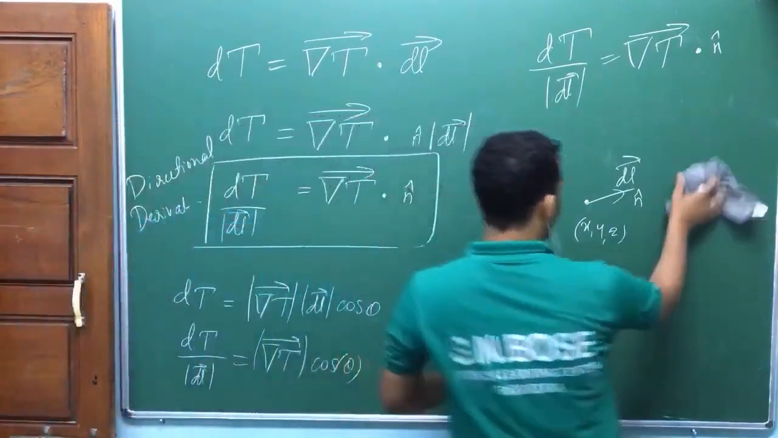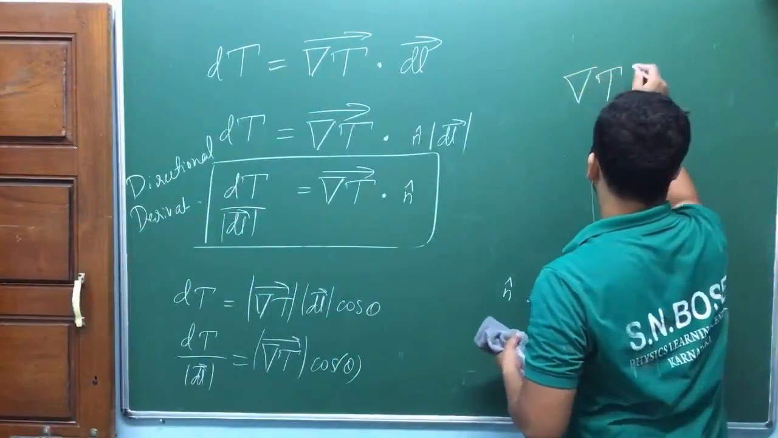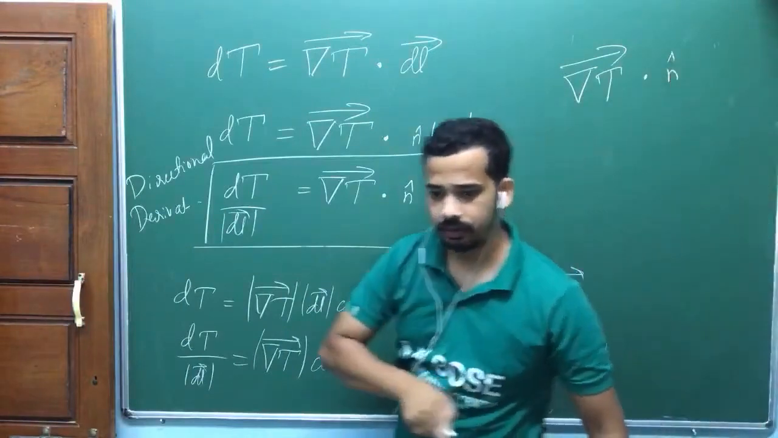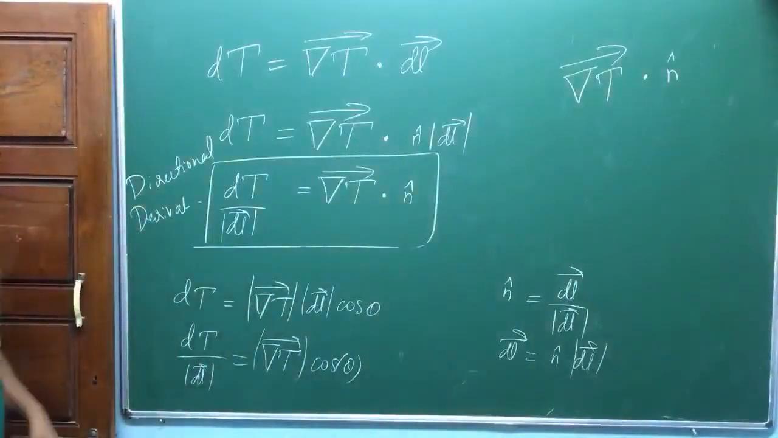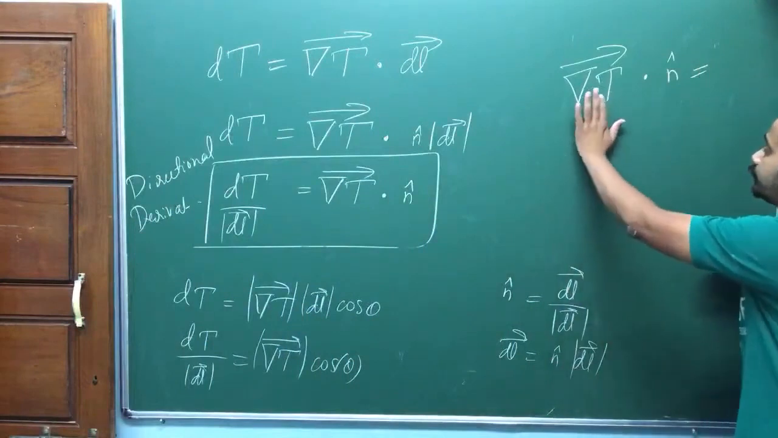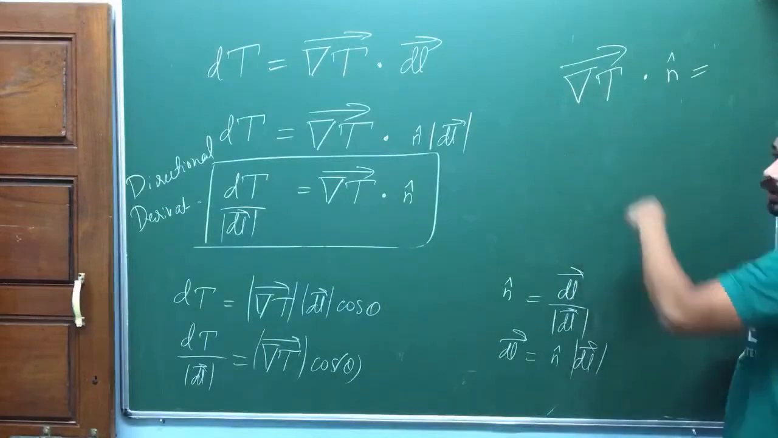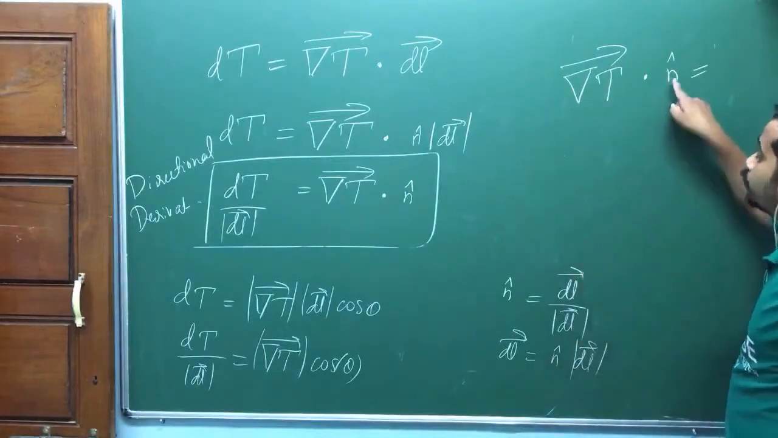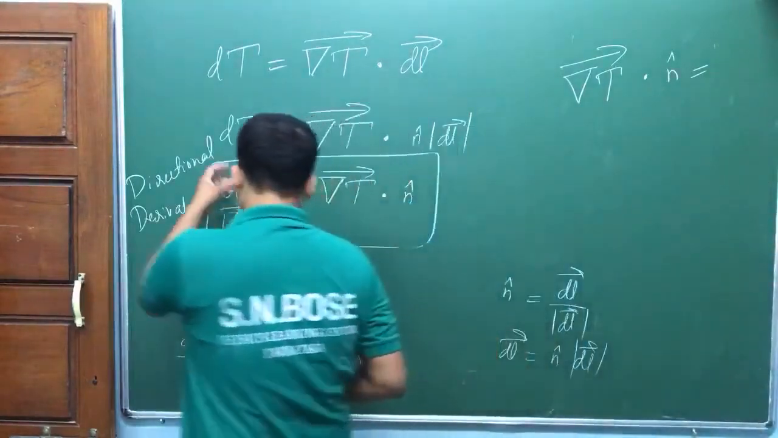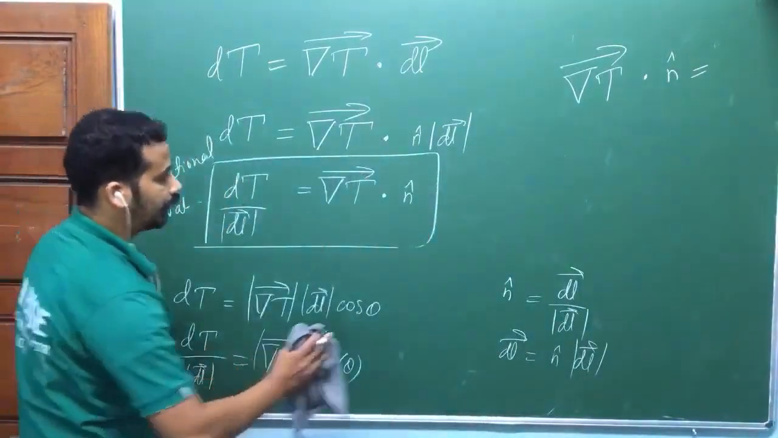That means if you have a gradient and you take the dot product with some unit vector, which points in some direction in space, then you get the rate of change of T along that particular direction, the rate of change of T with respect to distance when you move along that direction. Here I have taken dl. Wait a second, I'll give the best analogy here.